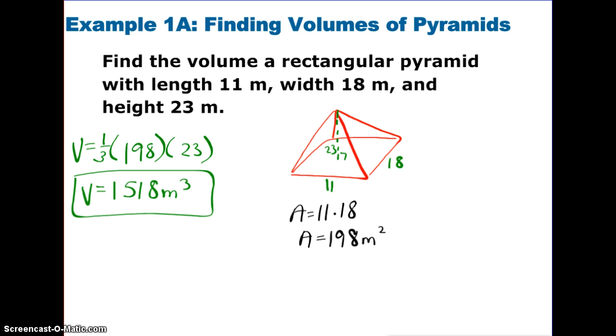Alright, so don't forget to put your units here. It's really important that you put the meters cubed. Remember that volume is cubed while area is squared.